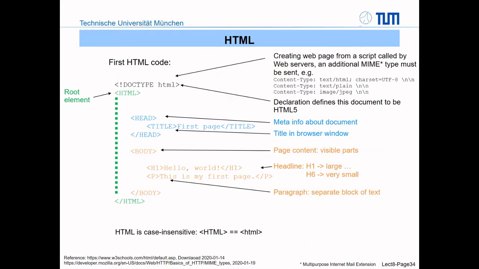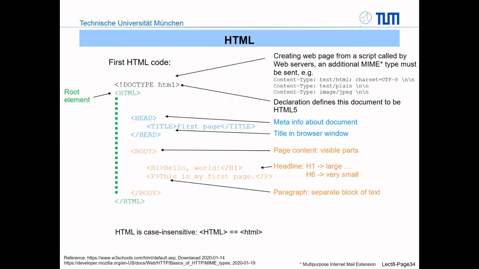Then you have the declaration of the document. So for example, HTML5 or whatever, if it's an older document. You have to define the version, and therefore the browser can do additional things with this version. Then you have a root element, which is in this case HTML. You have a meta information block, head, and you have the page content block, body. The meta information is invisible. The body block is visible or contains the visible parts.